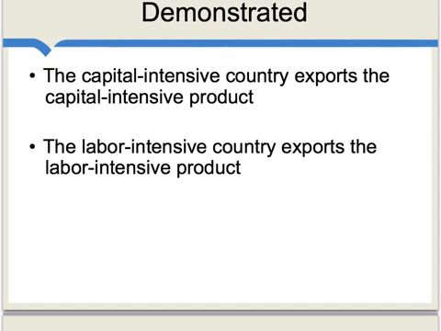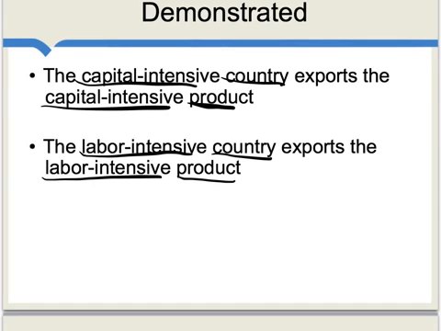Admittedly, this is all under very simple assumptions, but the point is simply to isolate the effect of one mechanism, not to argue that it's the only thing going on in the real world. But what we have demonstrated is that under these simple assumptions, first, the capital-intensive country exports the capital-intensive product. Second, the labor-intensive country exports the labor-intensive product. That's the Heckscher-Ohlin theorem.